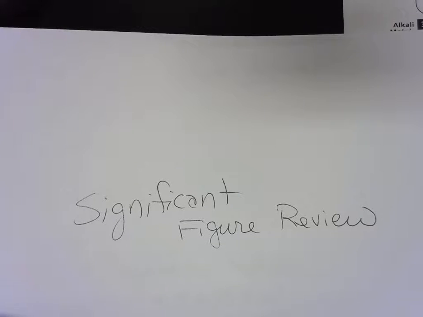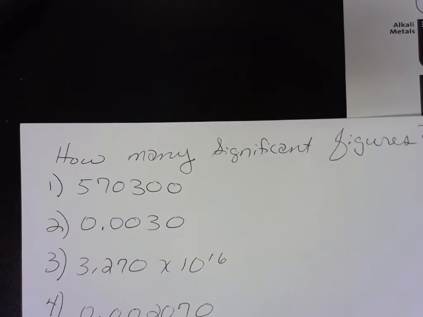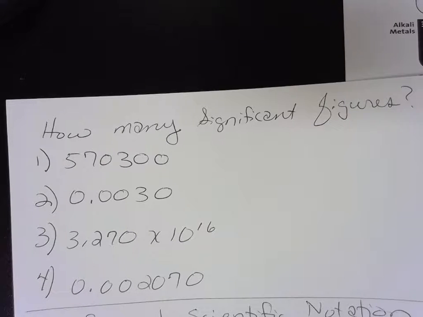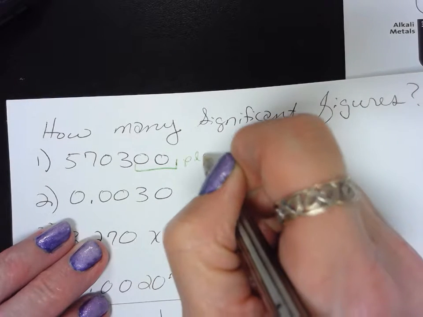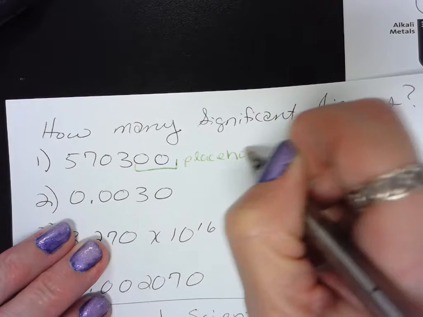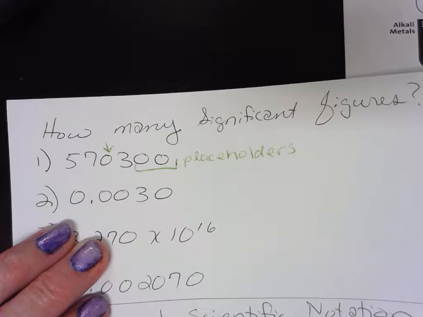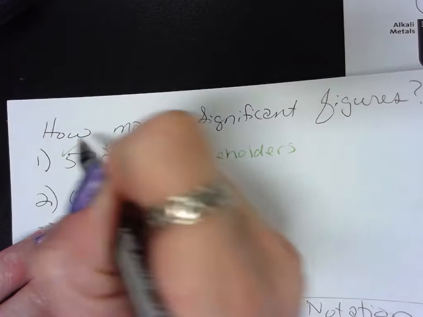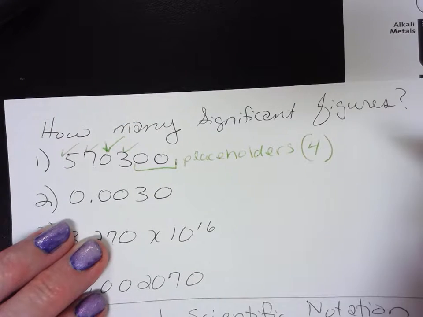This is a short review on significant figures. First, let's look at how many significant figures we have in each one of these numbers. These zeros here are placeholders. They are not significant. This 0 is significant because it is between non-zero numbers. So 1, 2, 3, 4. 4 significant figures for that one.